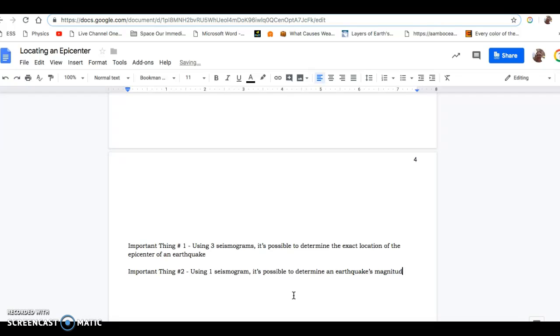You don't have to know how. The students in the class did the exercise, but I'm not expecting them to be able to duplicate this in class. These are the important takeaways. Using three seismograms, it's possible to determine the exact location of the epicenter of an earthquake. And important thing number two, using one seismogram, it's possible to determine an earthquake's magnitude.